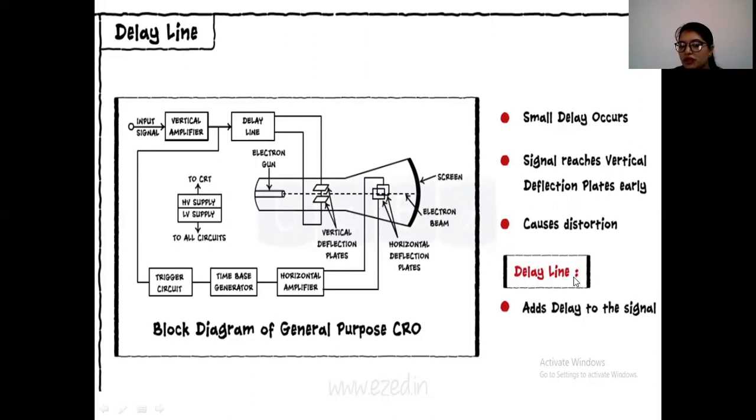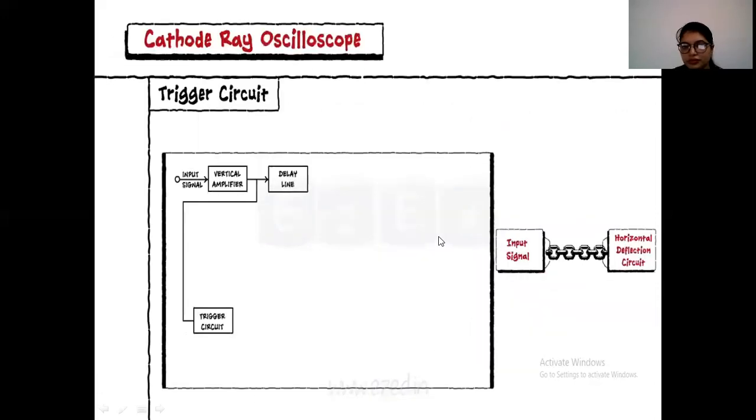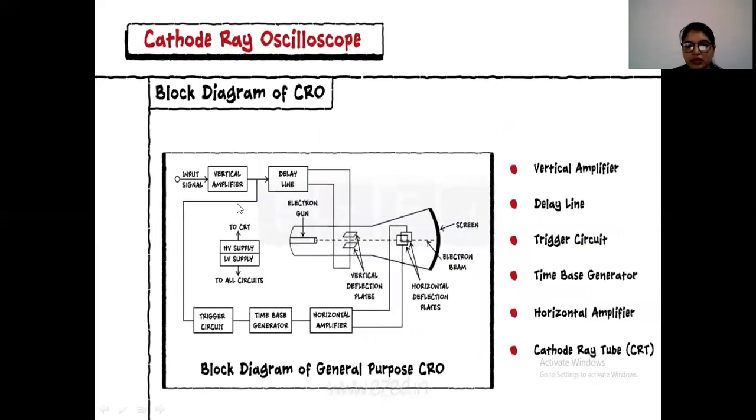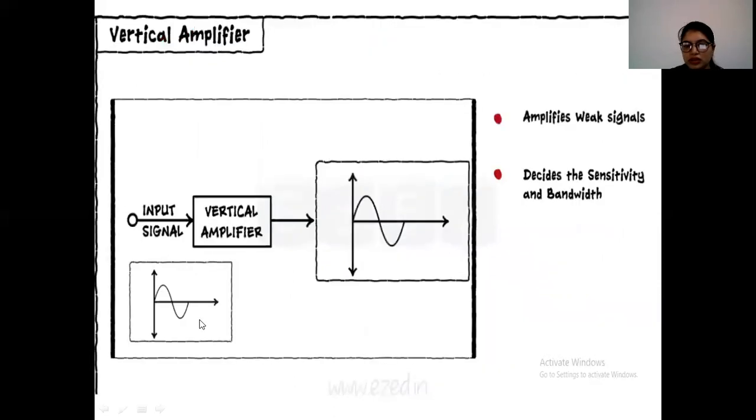So what is the function of delay line? It adds delay to the signal. Clear? Now the next block after vertical amplifier and delay line is the trigger circuit.